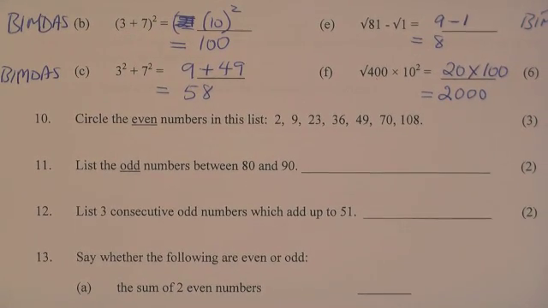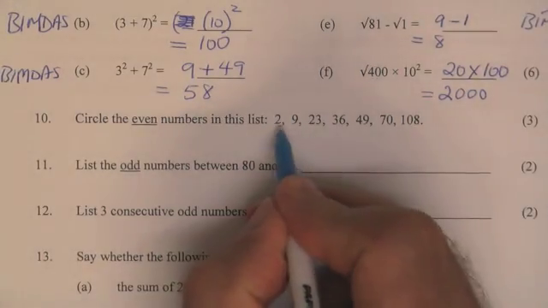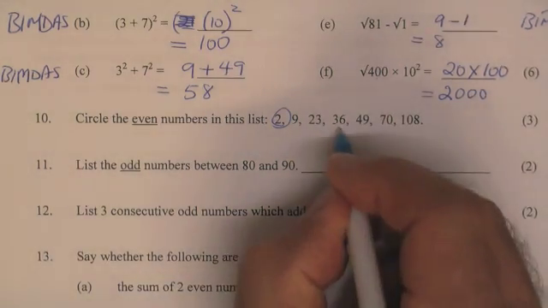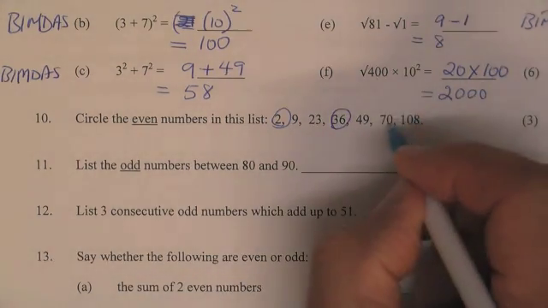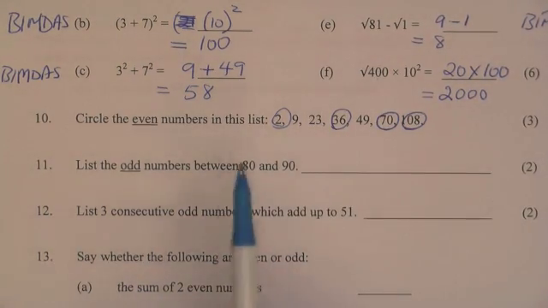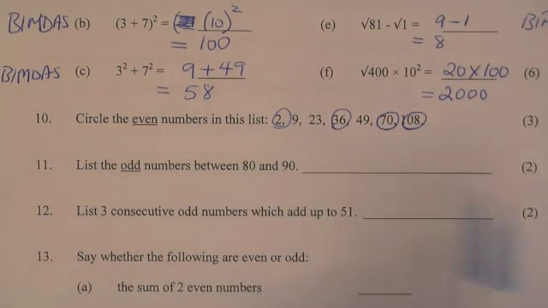Right, you're asked to circle the even numbers. 2 is even, and anything that 2 will go into with no remainder is also even. It's 36, 70 and 108. So the numbers that end in 2, 4, 6, 8 and 0 are all even.